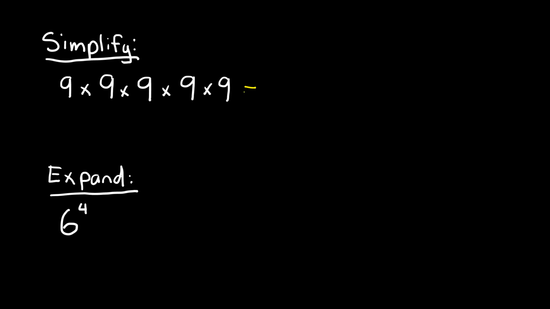Now, the first question is, what is the number being repeatedly multiplied? And in this case, it's the 9. How many times? We count 1, 2, 3, 4, 5. So that means the exponent needs to be 5. So we put the 5 on the top right of the base and a little bit smaller. And this is how we write this.